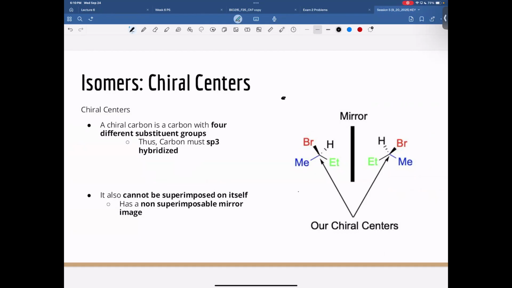So we're looking at this right here. This carbon has 4 different groups. It has the methyl, the ethyl, the hydrogen, and the bromine. So that is a chiral center. Another thing is that the central carbon must be sp3. So if you see a double bond to a carbon, there's no way that this carbon can be a chiral center.